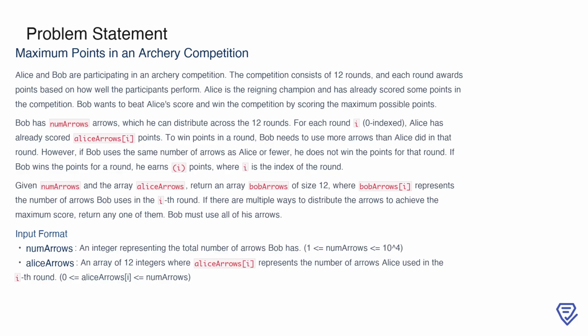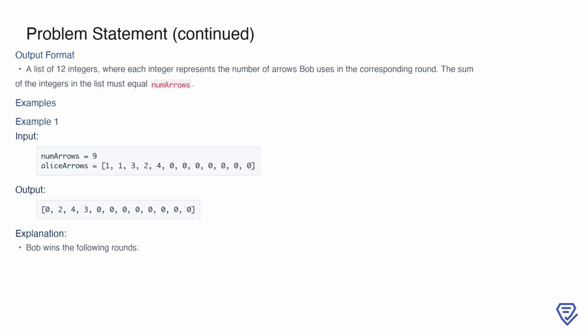The goal is to determine how Bob should distribute his arrows across the rounds to maximize his score, while ensuring he uses all of his arrows. The output format requires us to return a list of 12 integers, where each integer represents the number of arrows Bob uses in the corresponding round. The total number of arrows used across all rounds must exactly equal numArrows.